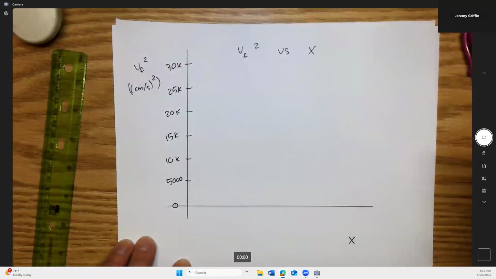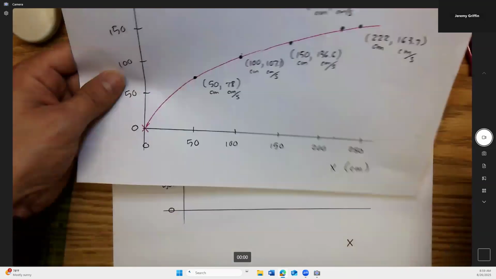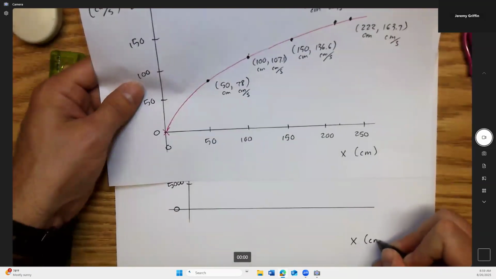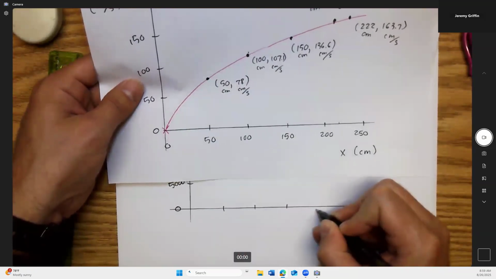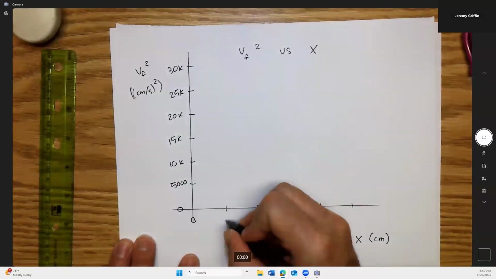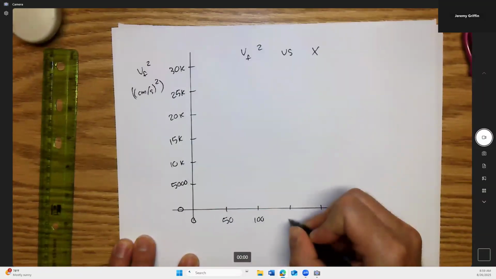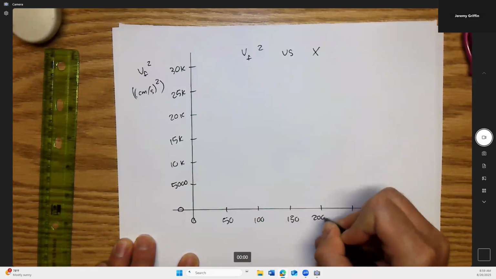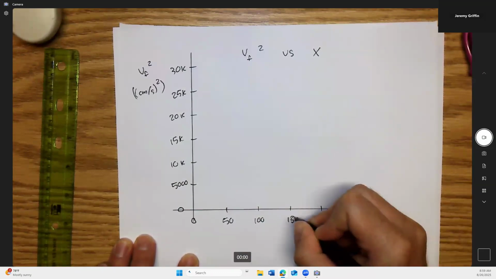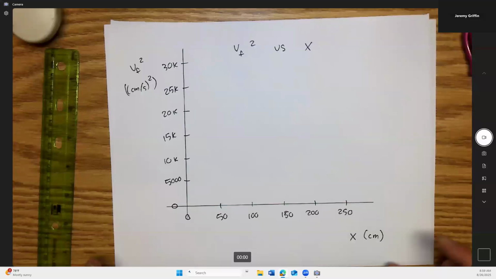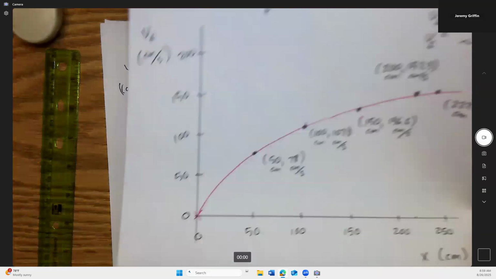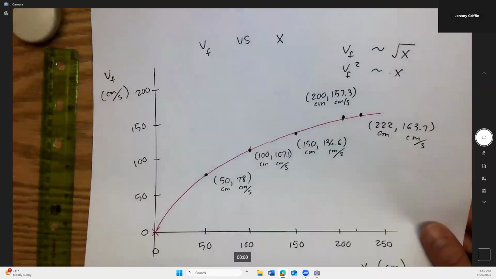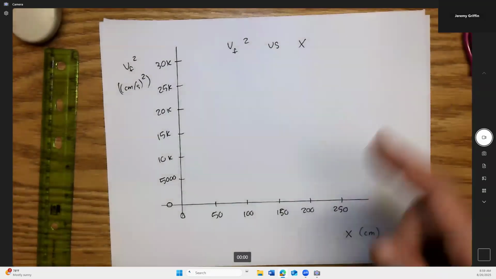And then now the rolling distances would be the same, so I can just copy paste that axis. That'd be in centimeters here. And this could go 0, 50, 100, 150, 200, 250. Okay. All right. This should linearize. Well, let's see if it does. Because if it does, then what that means is that our hunch that this was truly a square root would have been correct. And furthermore, we can get an equation out of this.